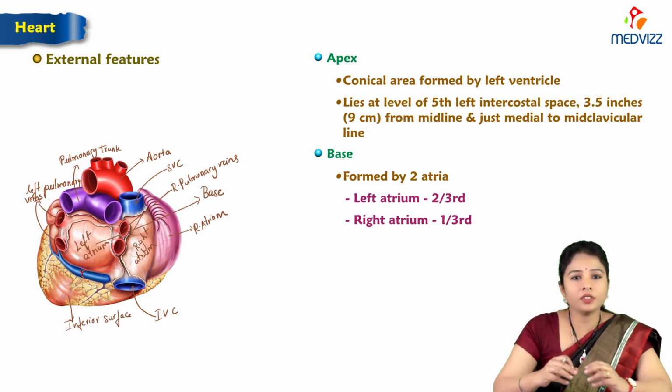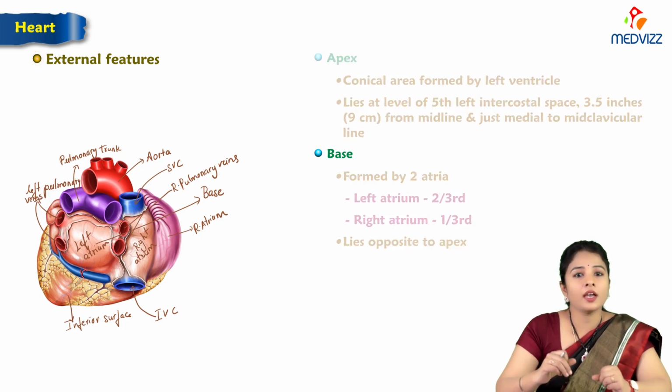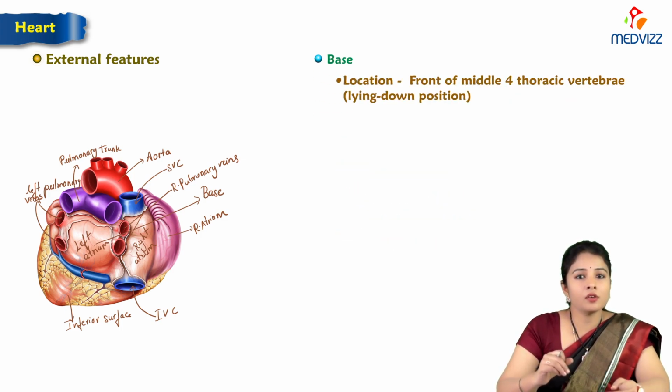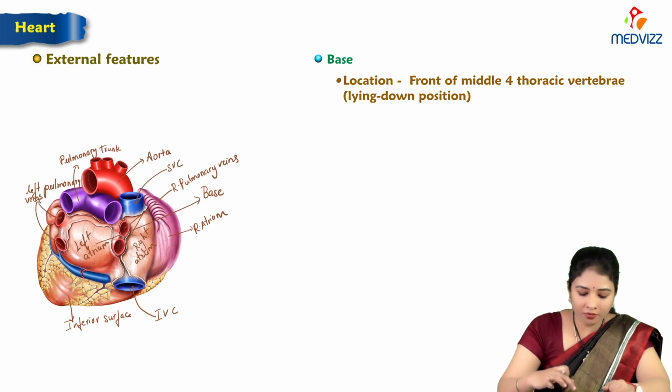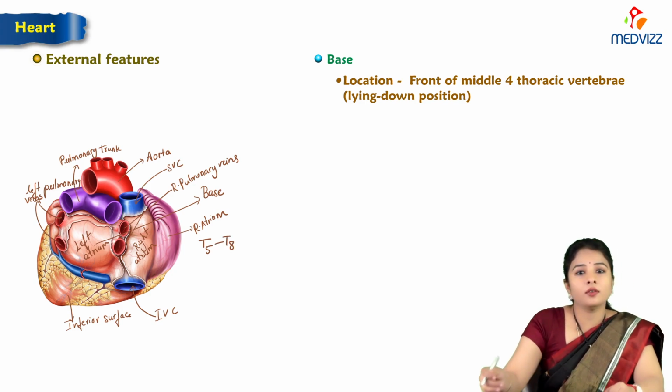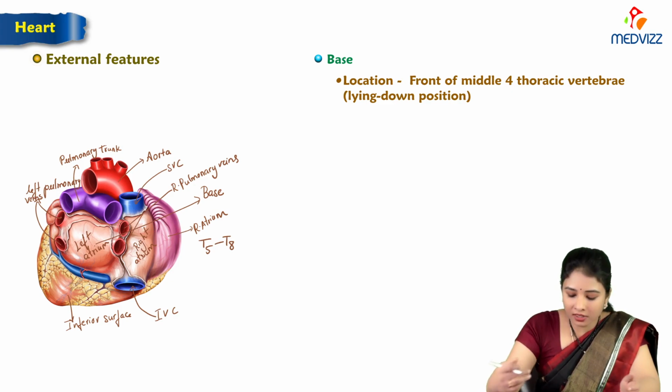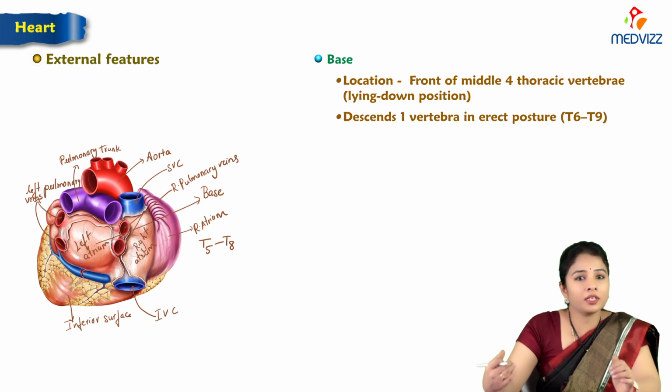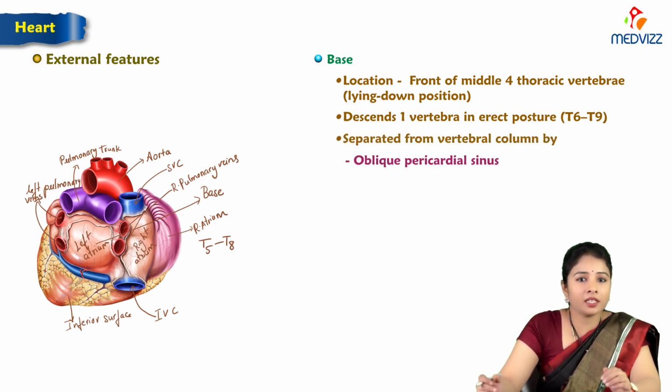The posterior surface lies opposite to the apex and it is located in front of the middle 4 thoracic vertebrae. It is related to the T5 to T8 thoracic vertebrae in the lying down position, and it descends one vertebra down in erect posture, meaning it is related to T6 to T9 in erect posture. The base is separated from the vertebral column by the oblique pericardial sinus, esophagus and aorta.